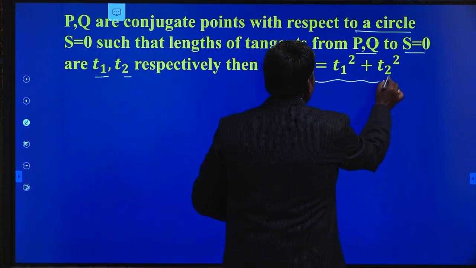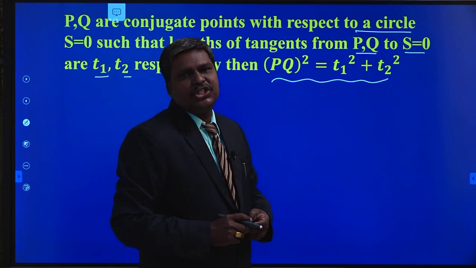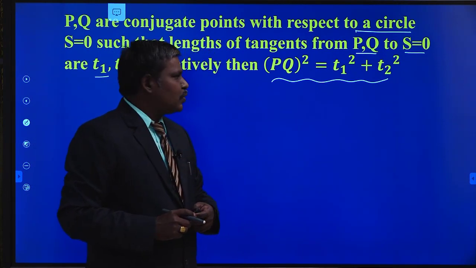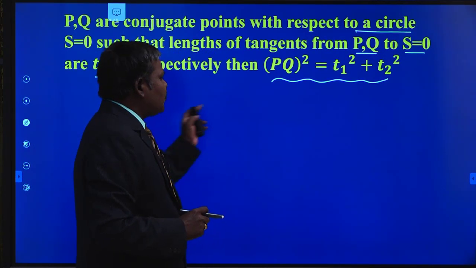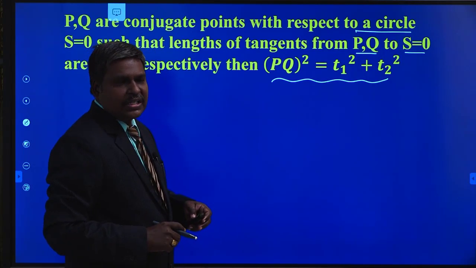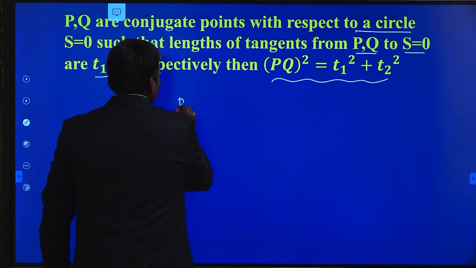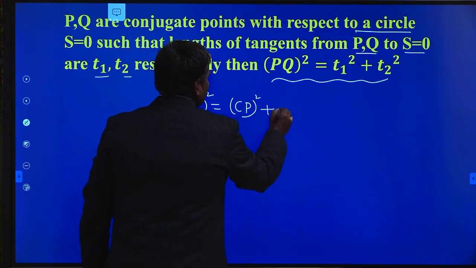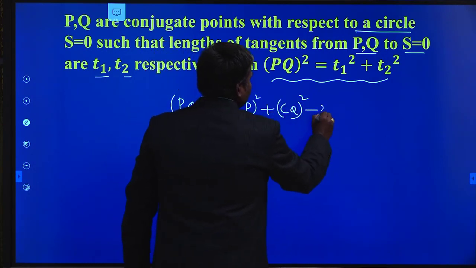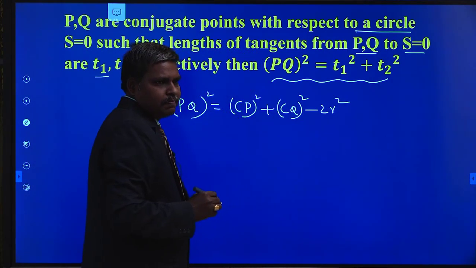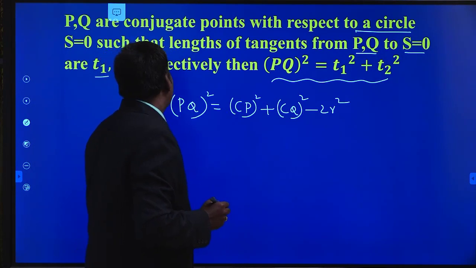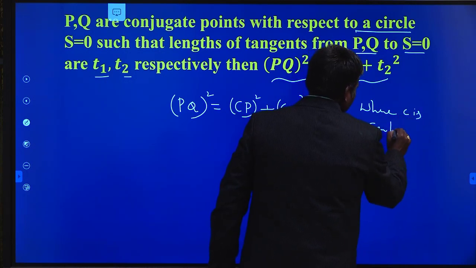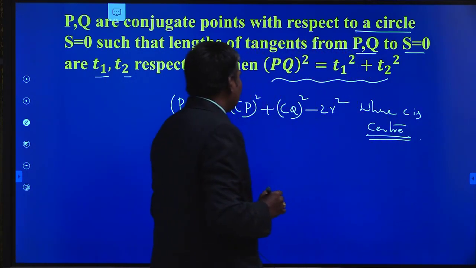Then we have to show that PQ square is equal to T1 square plus T2 square. PQ means what? Distance from P to Q. What are P and Q? Conjugate points. What is the previous result? We have PQ square is equal to CP square plus CQ square minus 2R square. Just we have derived this one. Where C is the center of the circle.